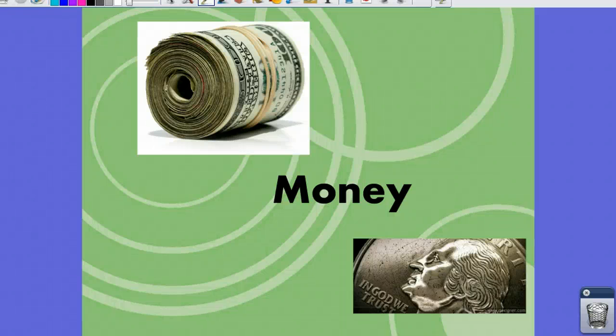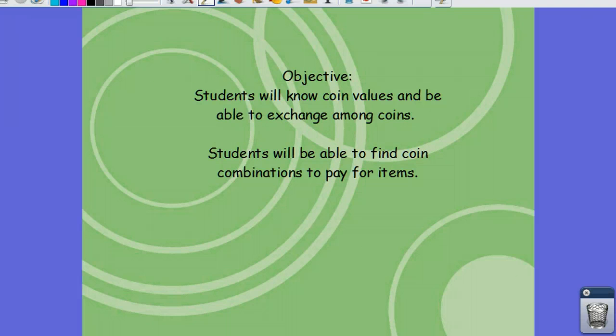Our topic today is money, one of my favorite things to talk about. And our objectives for today are to review the values of coins and to make some exchanges. And then you're going to do some shopping. You're going to find some coin combinations to pay for items.